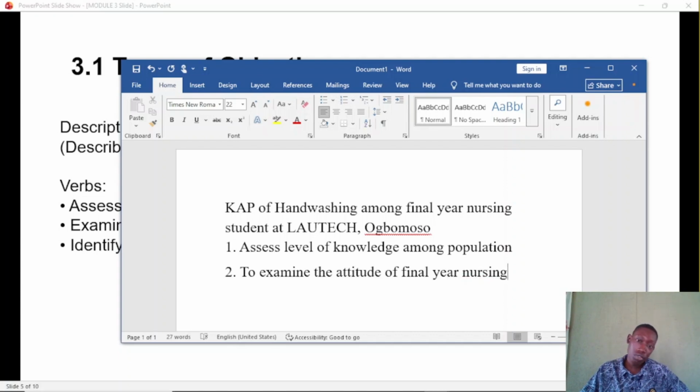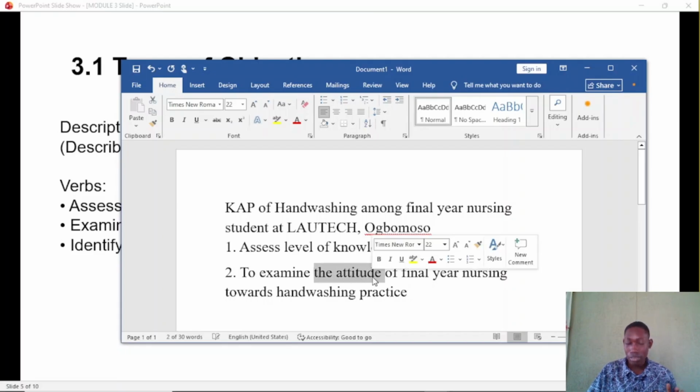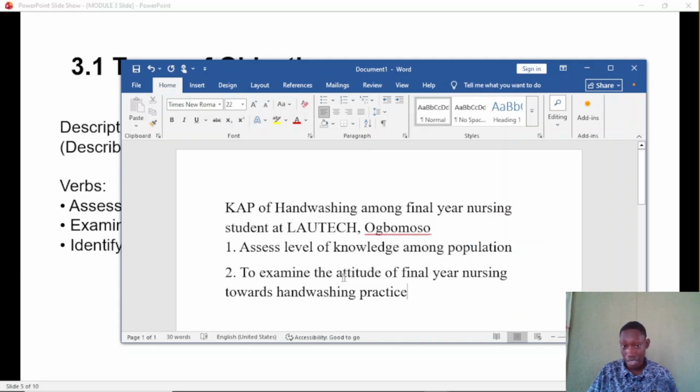To examine the attitude of final year nursing students. The only variable I am checking here is what? Attitude. Attitude is the only variable I'm checking here. I want to examine the attitude. The attitude is the variable I'm focusing on here. You get? That is also descriptive.